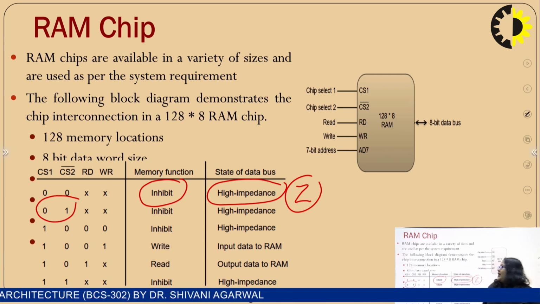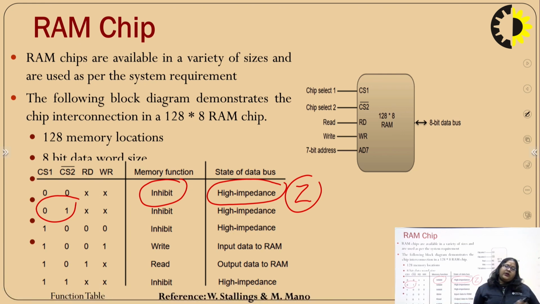Now when CS1 is 0 and CS2 complement is 1, so it is also represented as 0, the read and write heads are both not enabled. So again it goes to the inhibited state and the circuit goes to the high impedance state. When CS1 is 1 and CS2 complement is 0, both are not enabled, so the read and write heads are not in working condition. It is again in the inhibited state and the circuit goes to the high impedance state.